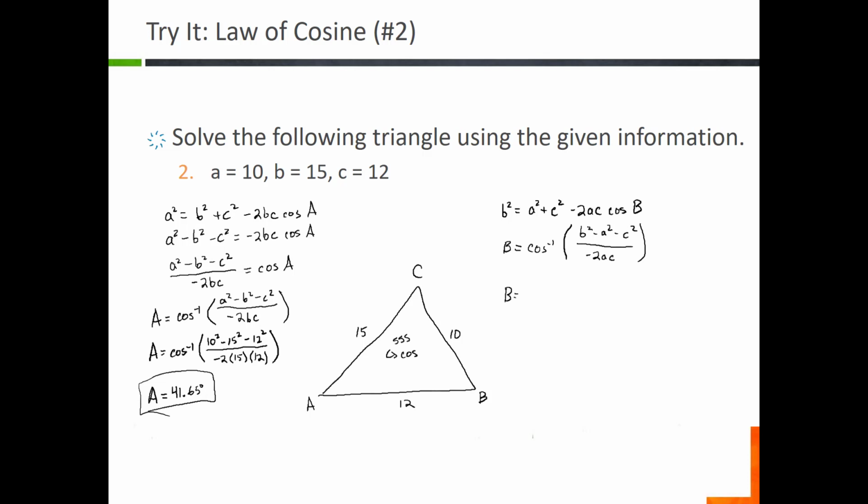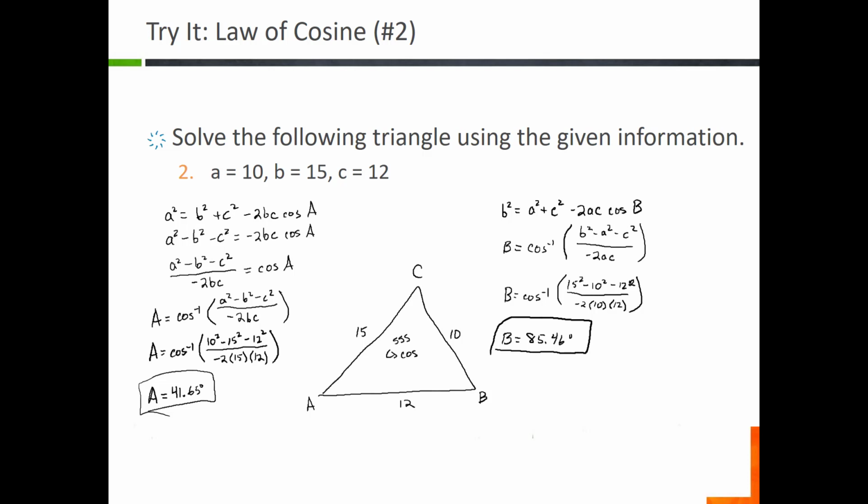So B is going to equal the inverse cosine of 15 squared minus 10 squared minus 12 squared over a negative 2 times 10 times 12. And that turns out to be 85.46 degrees. Again, those are both rounded to 2 decimal places. So we have found angles A and B.